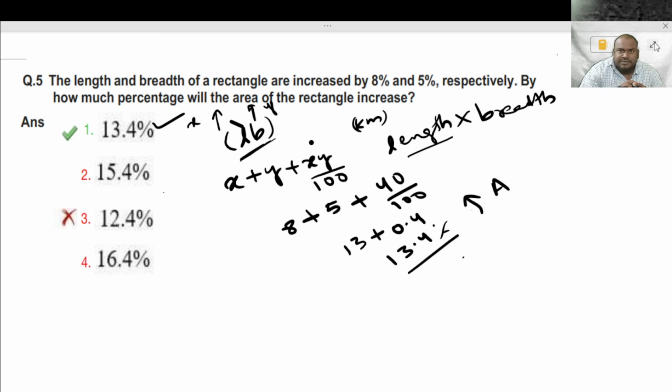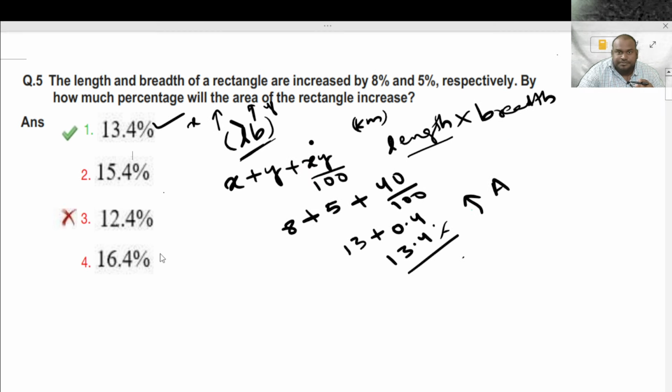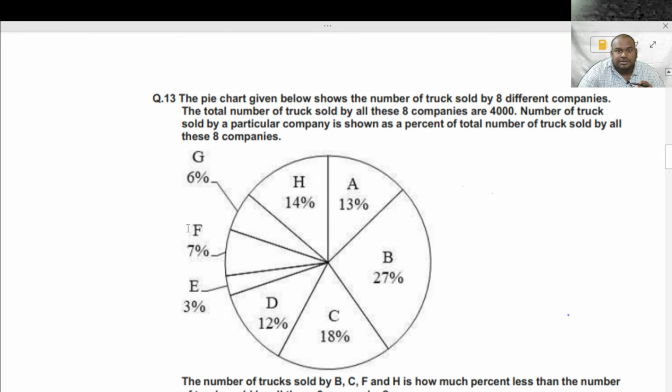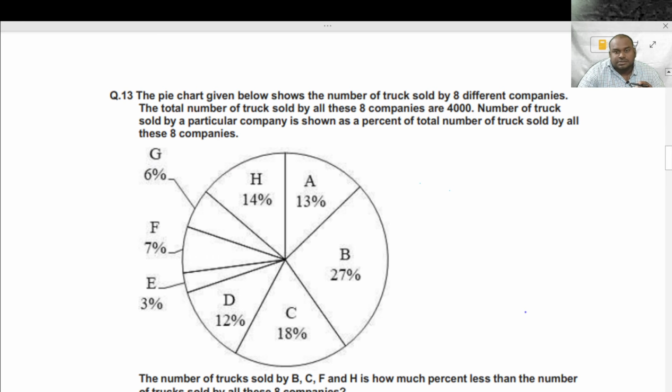So this is valid for any kind of product. If there is K and M, a multiplication of K and M, and K increased by X% and M increased by Y%, then the same formula you can use. Wherever there is a product, you can use this formula. Remember this. Not only in this topic, in any area you can use it. So, next question.